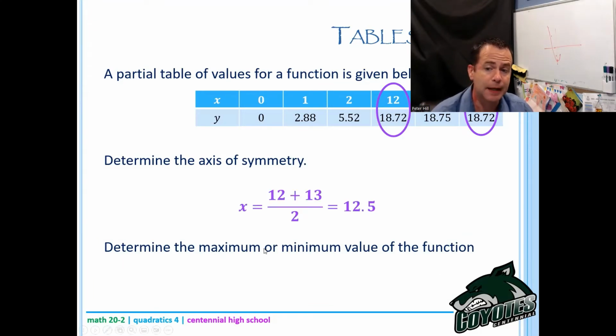Okay, and then determine the maximum or minimum. Well, I know it's located at x equals 12.5, so I can read it right off of here. And I know my graph is going down, so I have a maximum. So I'm going to have a maximum at 18.75. Okay.